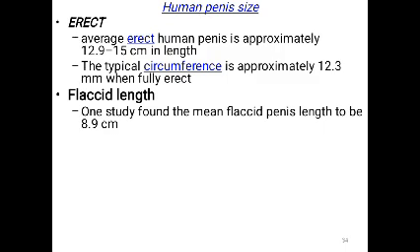Human penis size, erect. The average erect human penis is approximately 12.9 to 15 centimeters in length. The typical circumference is approximately 12.3 centimeters when fully erect. Flaccid length: one study found the mean flaccid penis length to be 8.9 centimeters.